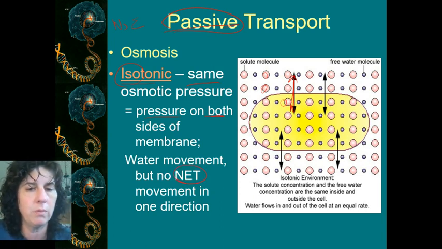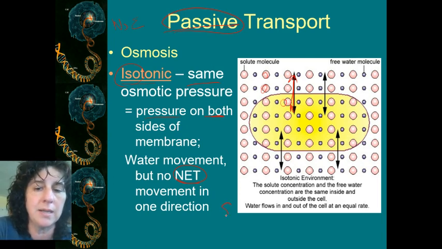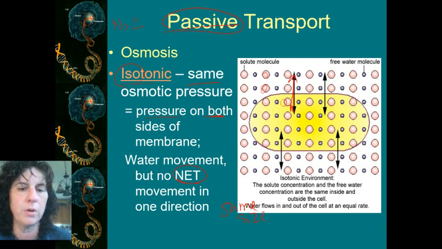So there's no net movement. Even though you have water moving back and forth, there's no net gain or loss on either side of the membrane. It's moving in equal amounts, and the cell stays the same size. The cell is not going to change size because there's no loss of water and no gain of water to the cell.